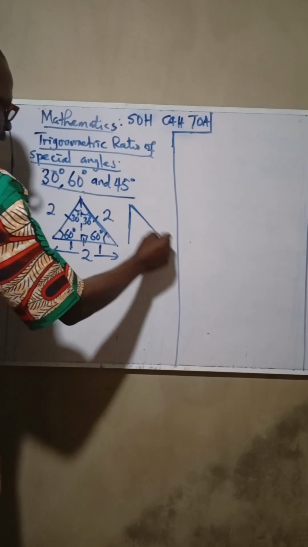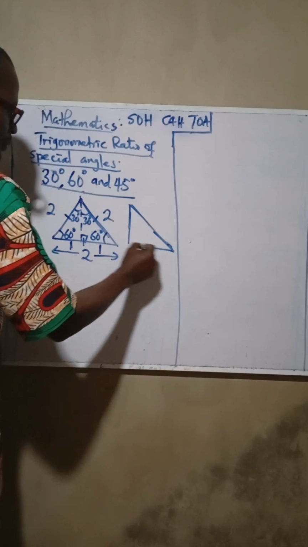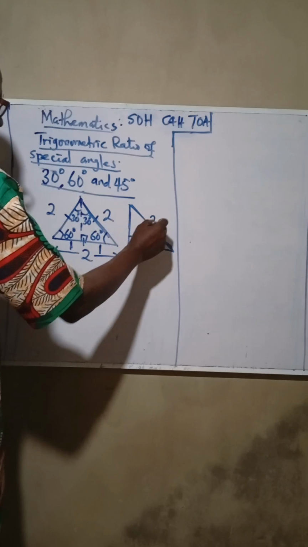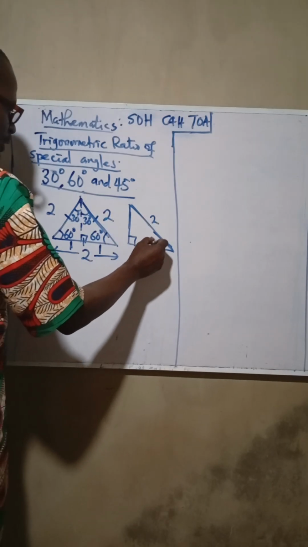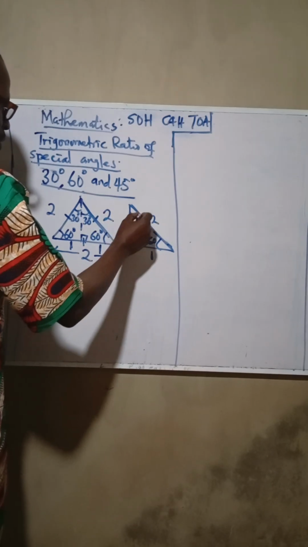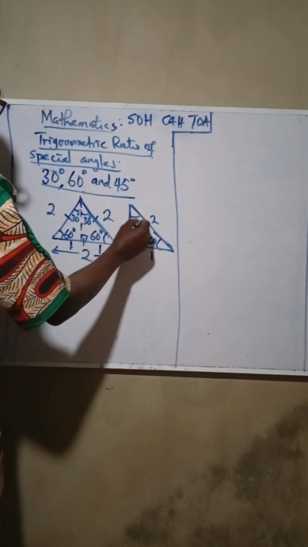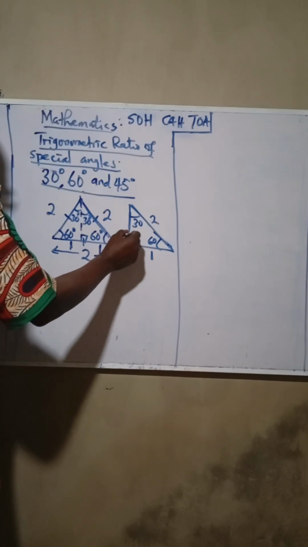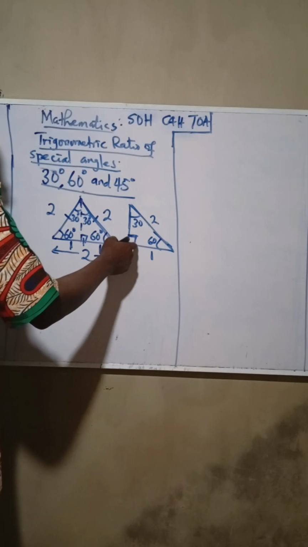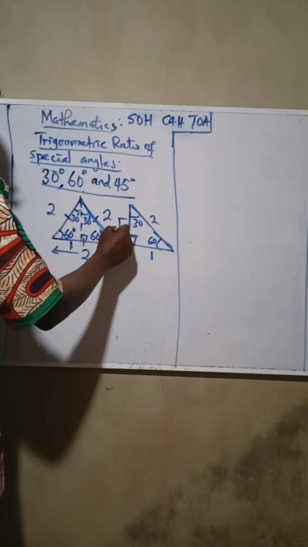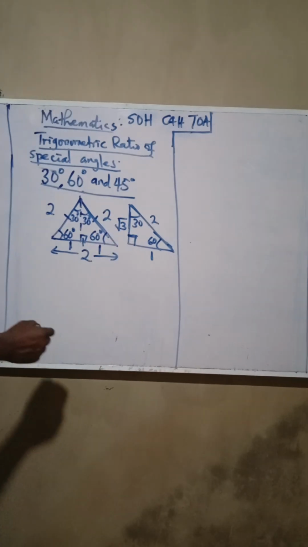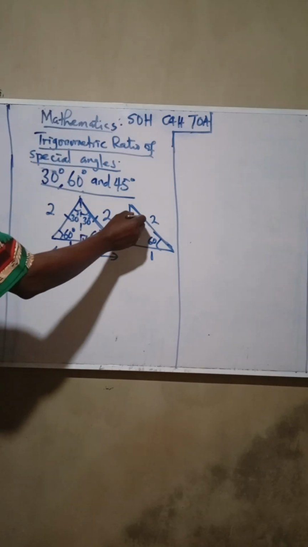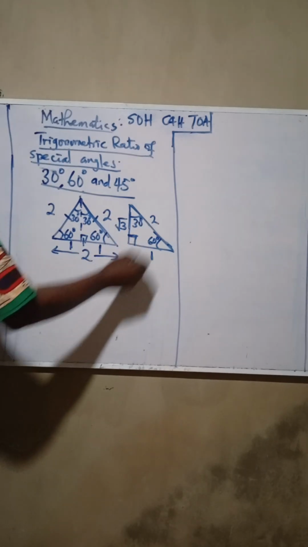I'm bringing one half of the triangle out. This angle is 90, this side is 2, this angle is 60 degrees, this side is 1, and this is 30 degrees up. So how do we get this side? You use the Pythagorean theorem. This angle is 90. Using the Pythagorean theorem, you get this side to be the square root of 3.